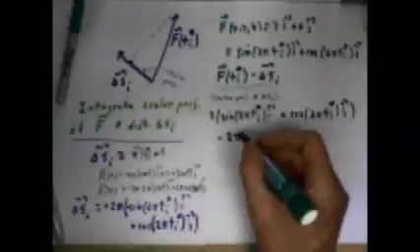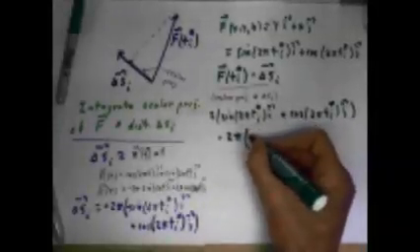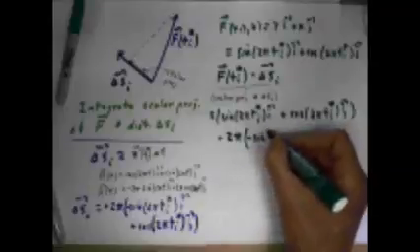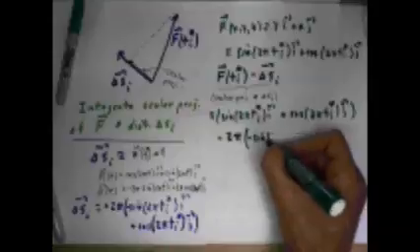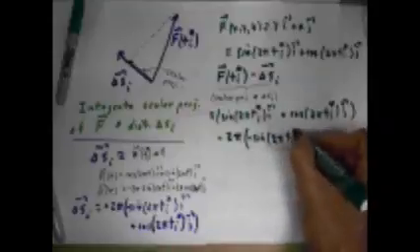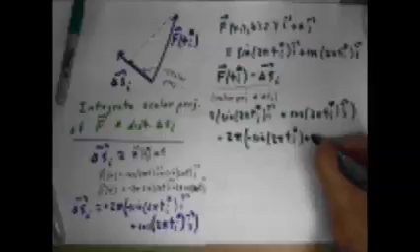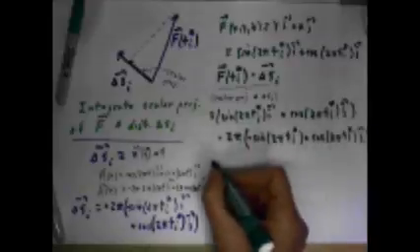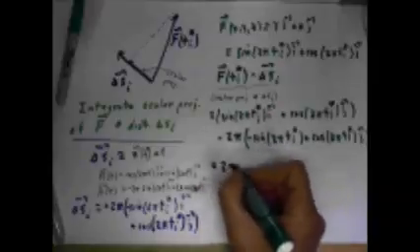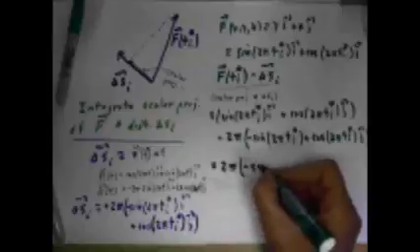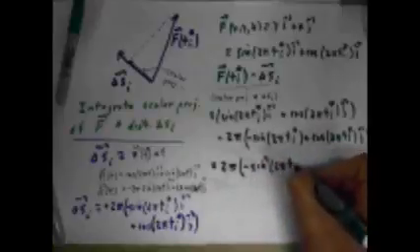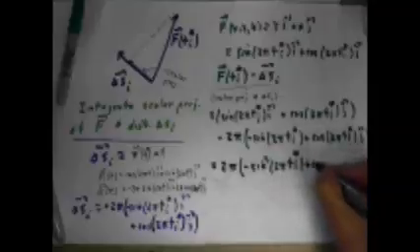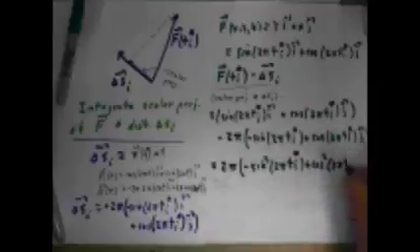which is just a constant, can be brought out in front, multiplied by negative sine of 2 pi t_i star plus the cosine of 2 pi t_i star multiplied by j, and that then equals 2 pi times negative sine squared of 2 pi t_i star plus cosine squared of 2 pi t_i star.